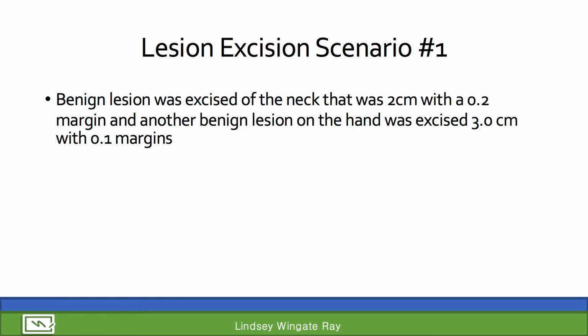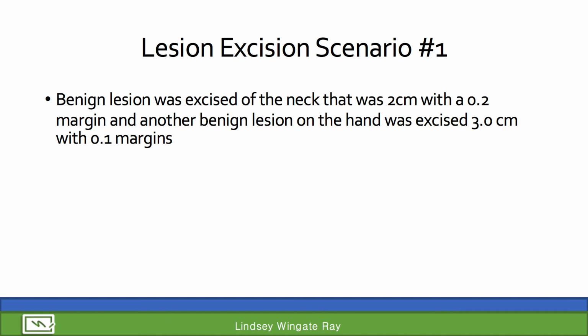Now it's your turn to try. Scenario 1. Benign lesion was excised from the neck that was 2 centimeters with a 0.2 margin. And another benign lesion on the hand was excised that was 3 centimeters with a 0.1 margin. Take some time now, pause this video, and get your CPT codes.